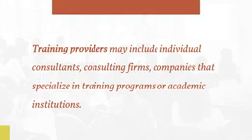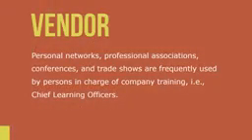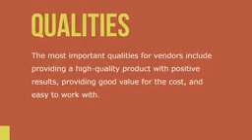Training providers may include individual consultants, consulting firms, companies that specialize in training programs, or academic institutions. How could you identify a vendor for training services? Personal networks, professional associations, conferences, and trade shows are frequently used by persons in charge of company training, like chief learning officers. The most important qualities for vendors include providing a high quality product with positive results, providing a good value for the cost, and being easy to work with.